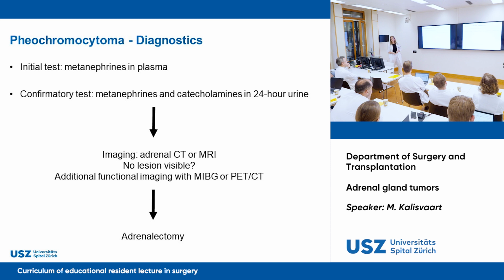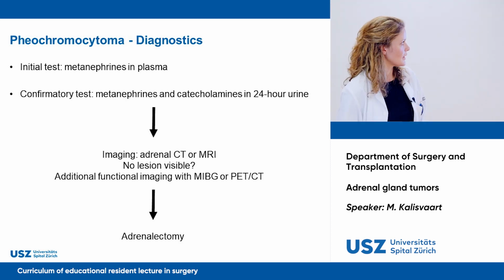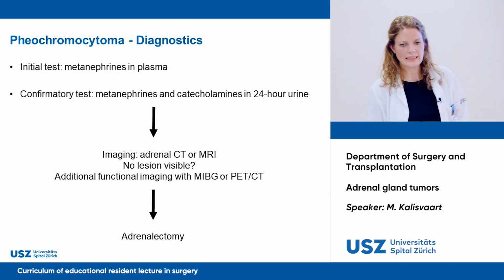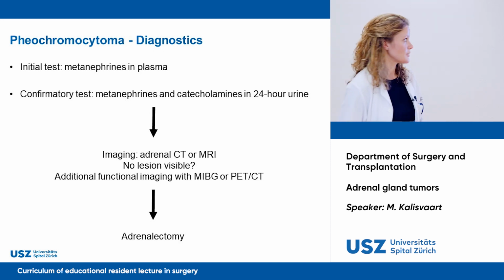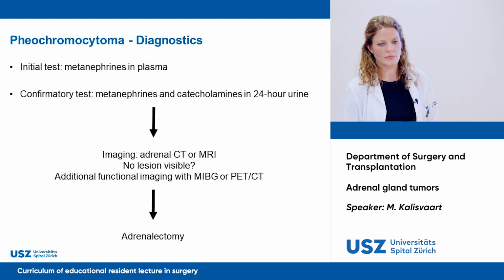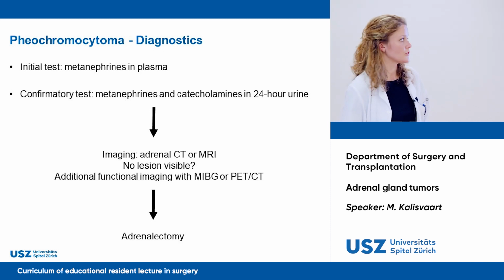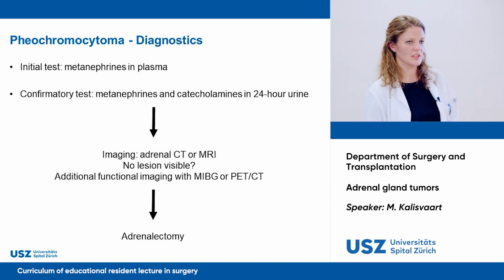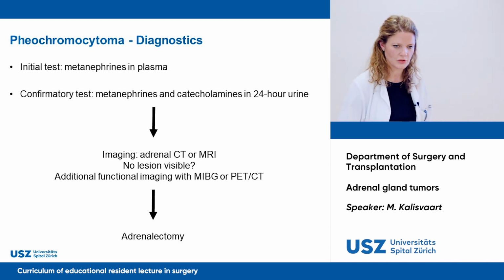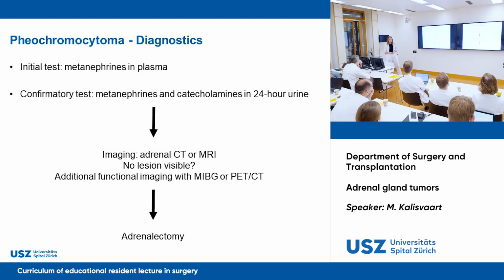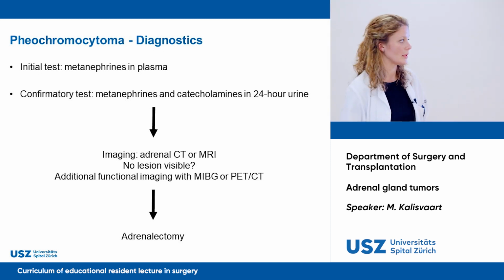These tumors are also first tested biochemically. The metanephrines in the plasma can be tested and then it can be confirmed in 24-hour urine. Then, if this is positive, a scan should also be performed, adrenal CT or MRI. If there's no certain lesion, a PET-CT should be performed, and then actually all patients should have a surgical removal of their adrenal gland with this pheochromocytoma because of the risk of the pheocrisis and also the risk of malignancy.